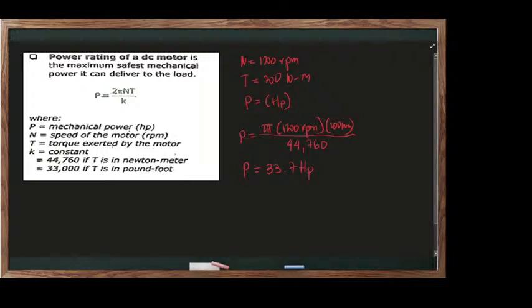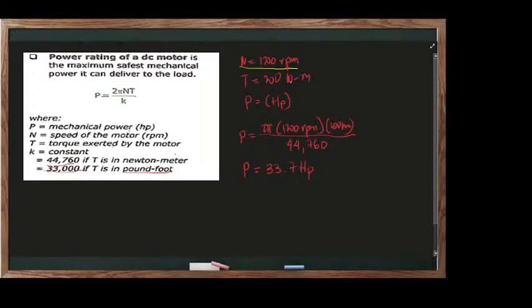Wherein P is the mechanical power, the unit for that is horsepower. N is the speed of the motor, which the unit is RPM. T is the torque exerted by the motor and K is our constant of proportionality. Kunyari, pag yung ating unit for the torque is in Newton meter, ang gagamitin natin na value ng K is 44,760. Kapag yung T naman natin is pound foot, we use 33,000 na value for our K. So for example, we have here our N, your N natin is equal to 1,200 RPM.